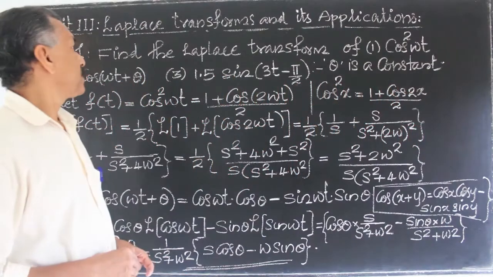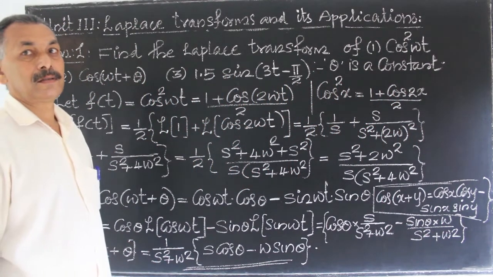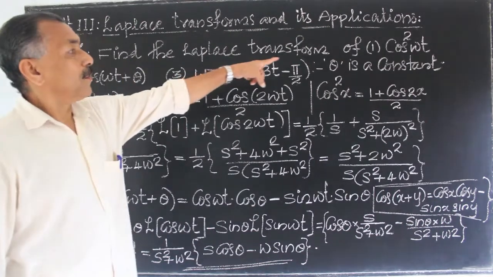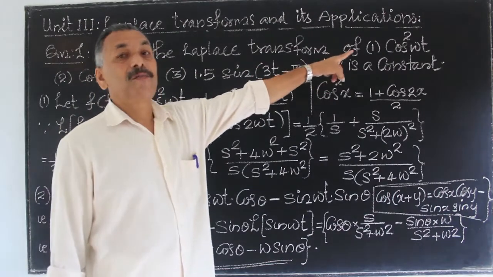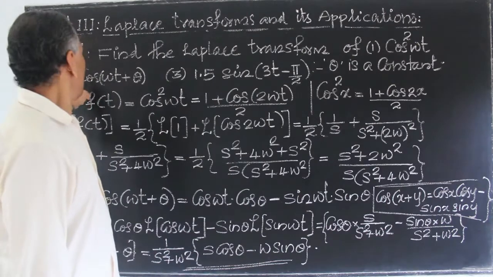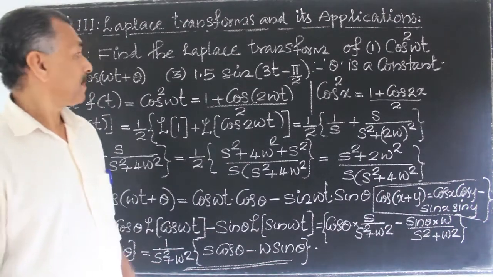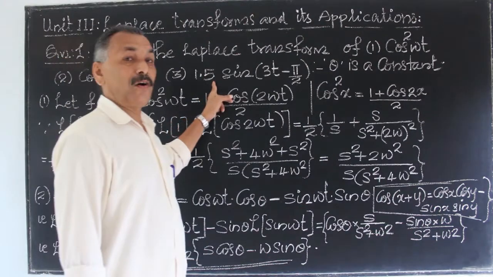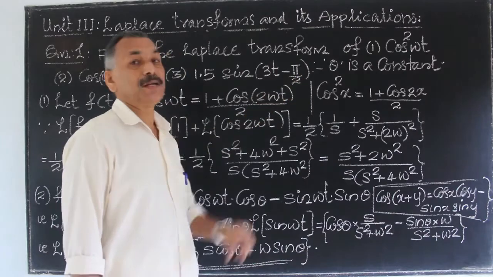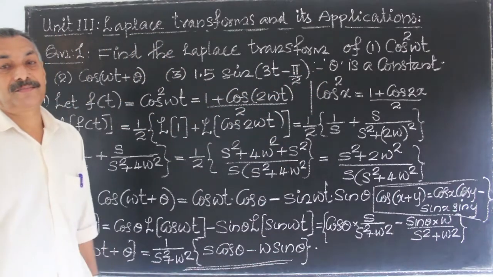Consider these problems. Find the Laplace transform of, first question, f of t is equal to cos square omega t. Second one, f of t is equal to cos of omega t plus theta. Third, f of t is equal to 1.5 sin of 3t minus pi by 2. In this problem, theta is a constant.